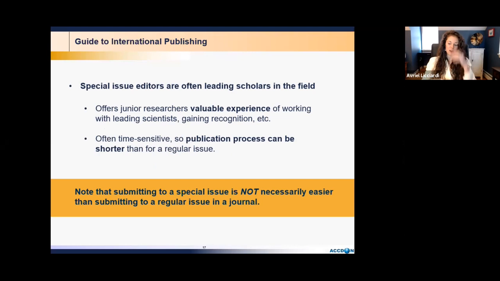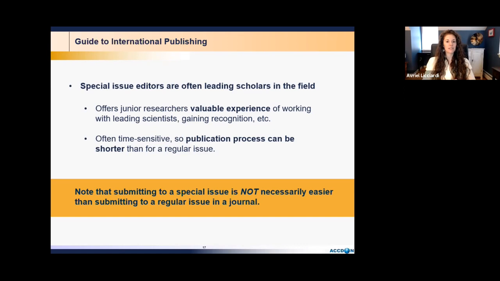So the journal might reach out to a certain researcher because they are interested in having a special issue. And this will offer junior researchers a really valuable experience of working with that leading scholar, gaining recognition by working with them, reading the other papers that are in that special issue, and really getting that experience.